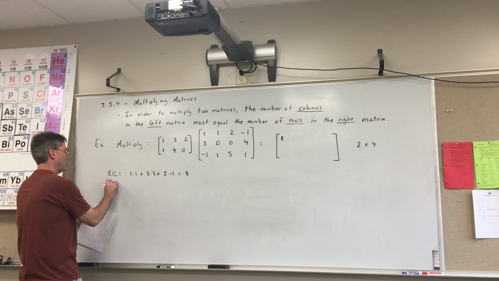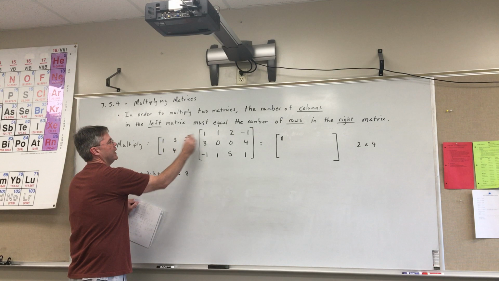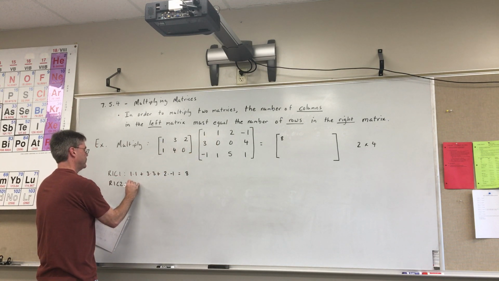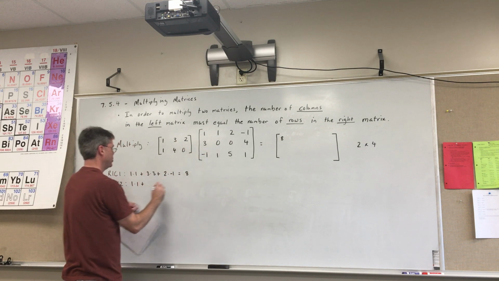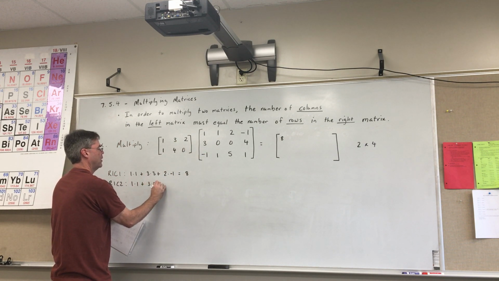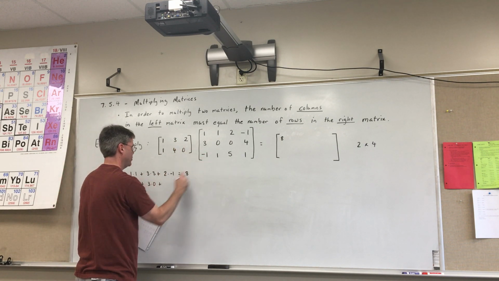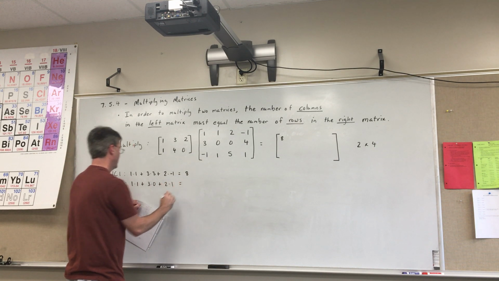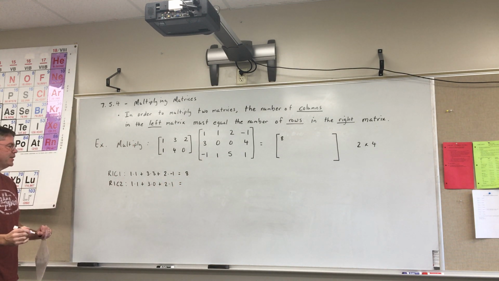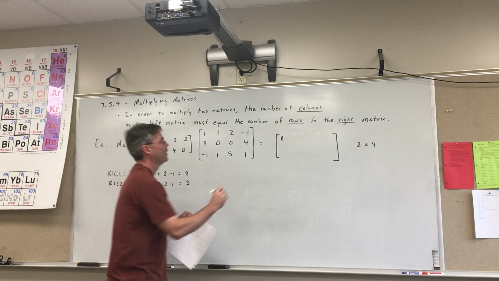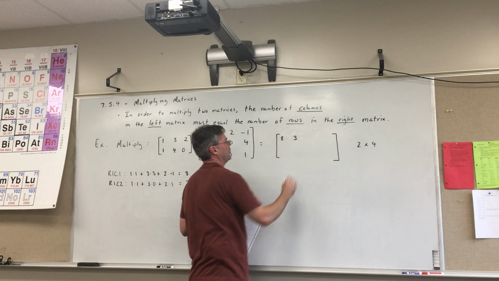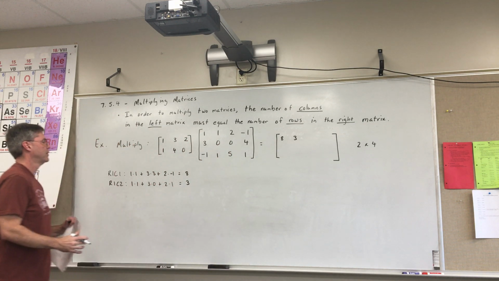Now we're going to do row 1 times column 2. That's going to be 1 times 1 plus 3 times 0 plus 2 times 1. 1 plus 0 plus 2 is 3. All right, so we're going to put a 3 there.